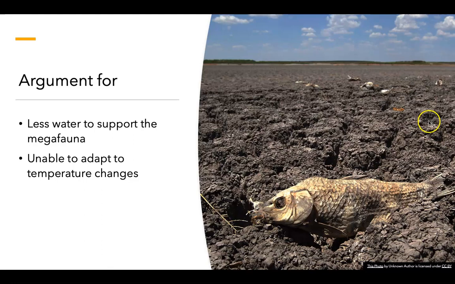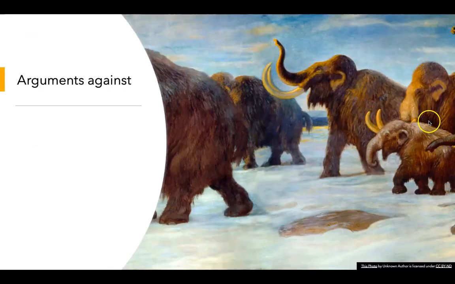Less water, less food, drying out, all those sorts of things that impacted the way these megafauna survived and lived. And so that's one of the arguments for the idea that climate change, or climate changing at the time, led to the extinction of the megafauna.